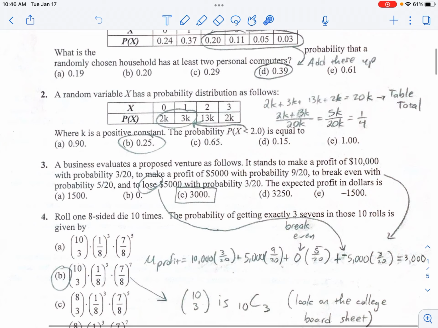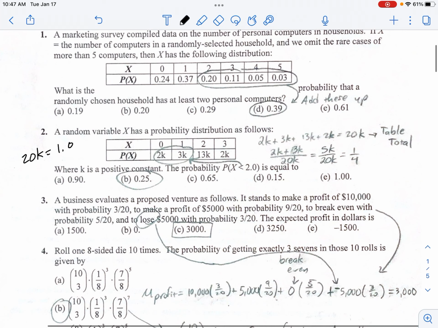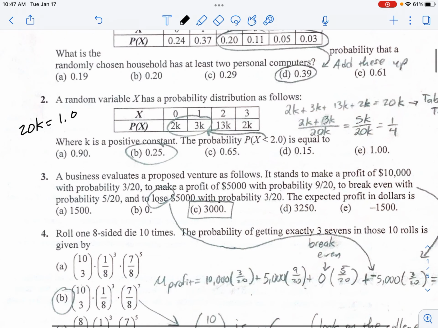The next one is more abstract because it doesn't give you probabilities right here. It gives you Ks. What you do know though is if you added all of these up, like I have right here, you get 20K. So that's the table total. So like, I didn't write it, but 20K equals 1.0, right? Just like this table up here, if I added all these up, I'd get 1.0. So you could divide by 20 right here to get the value of K. And 1 divided by 20 is 0.05. So that's another way to go about it.